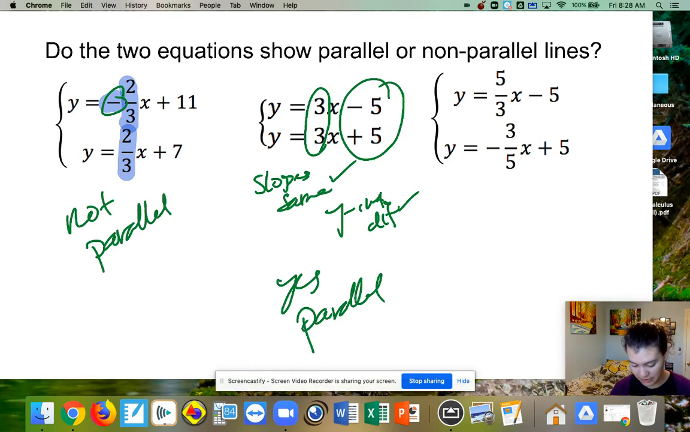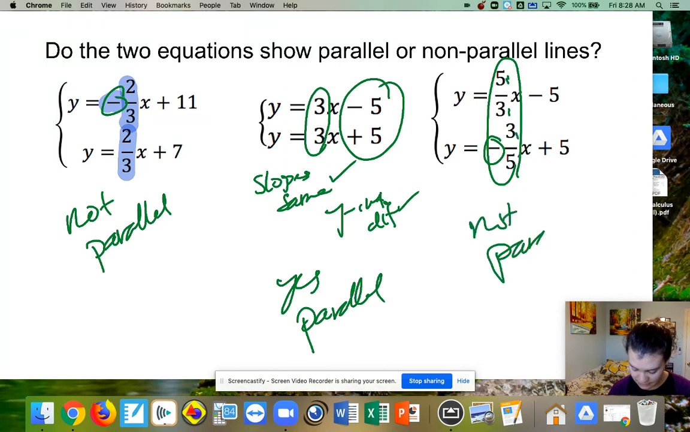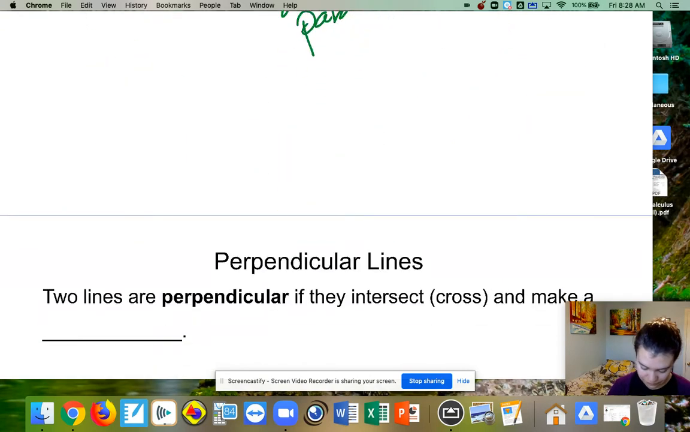Look at this next one here. Again, we have a negative, but they're also flipped. We have 5/3 and 3/5. This would not be parallel because the slopes are not the same.